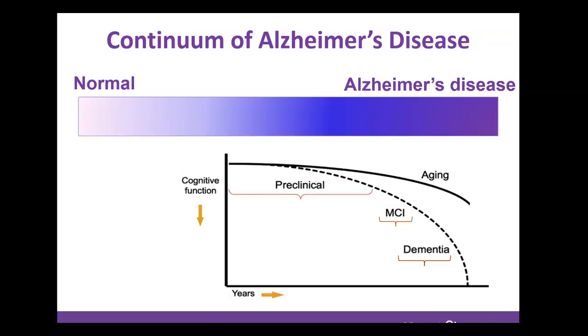This slide is showing that there's a preclinical stage related to Alzheimer's, and then a stage where clients experience what they call MCI, which is mild cognitive impairment, and then over time, the dementia symptoms tend to show themselves with clients.